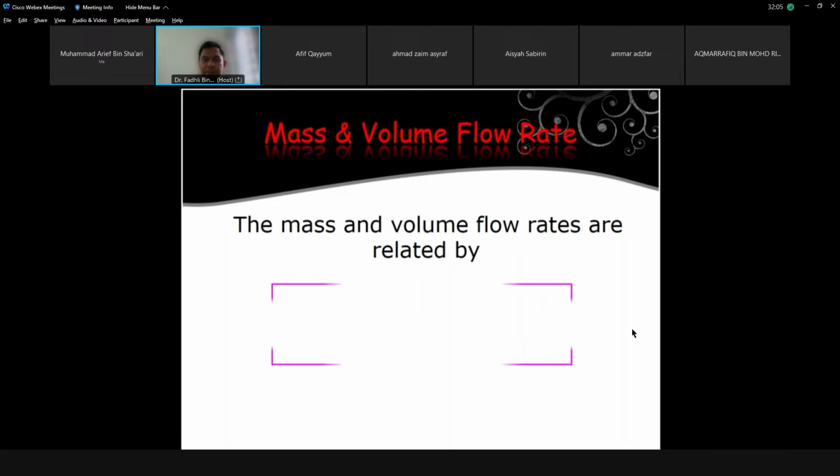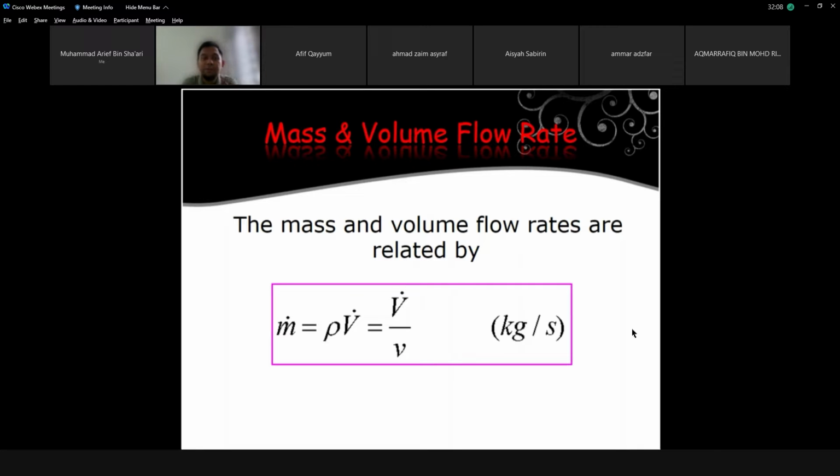And then in this conservation of mass principle, they have another equation, which is the mass and volume flow rate relationship. So from both equations, we can have one relationship, which is m dot equal to rho V dot, or m dot equal to V dot over specific volume. And the unit is kilogram per second.